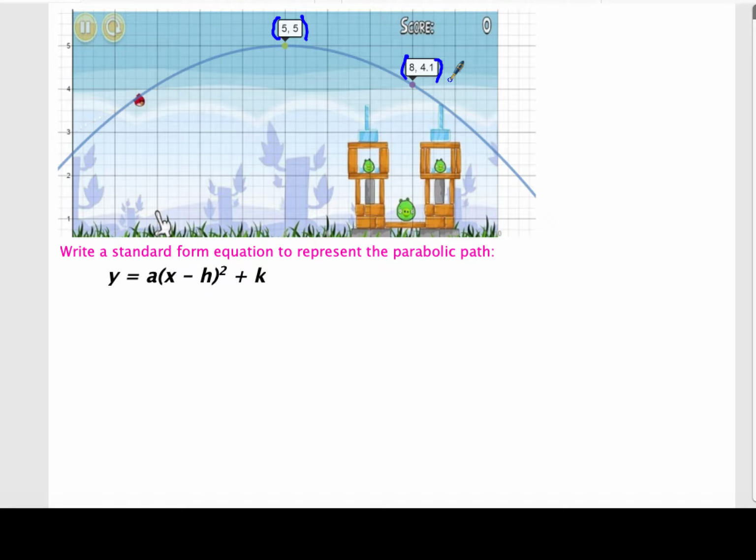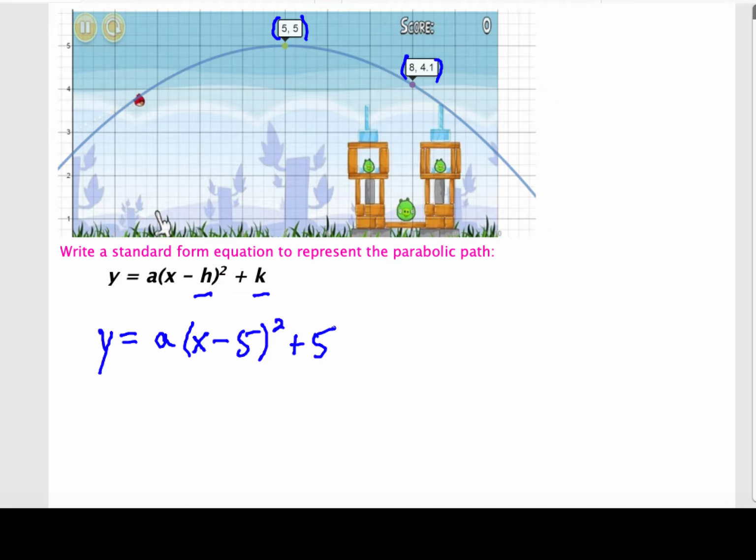The reason we need those 2 points is this. The vertex is very helpful. Again, standard form is often also called vertex form because h and k help us identify our vertex. So I could start off by saying y equals a times (x minus 5) squared, because that was my h value, the x value of my vertex, plus 5. Just so happens that the y value from our vertex was also 5. So we're already 2/3 of the way done with finding this equation.